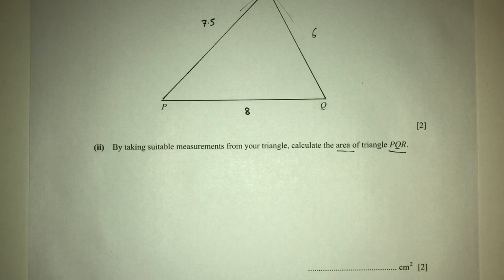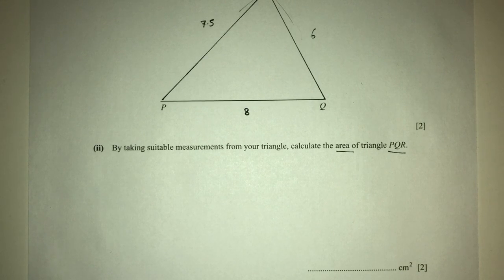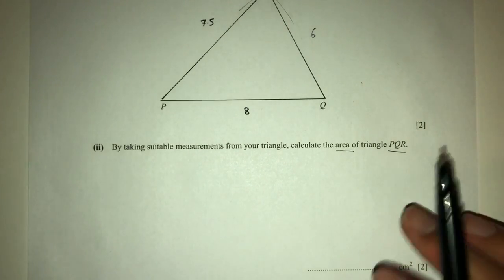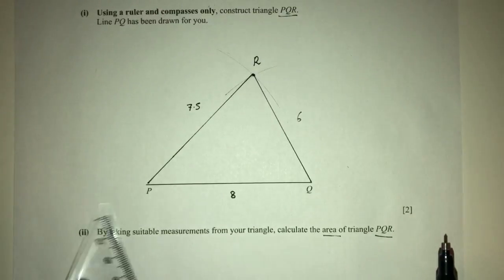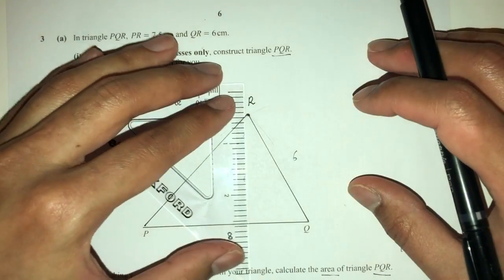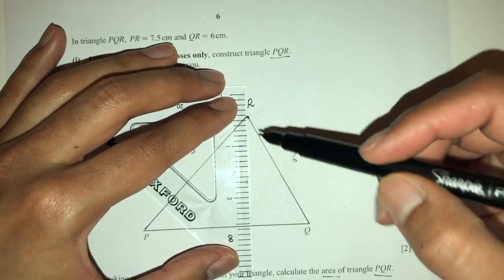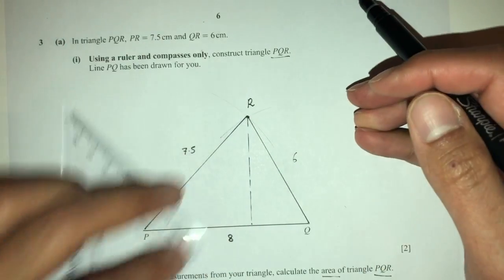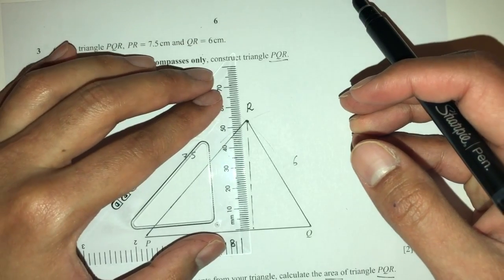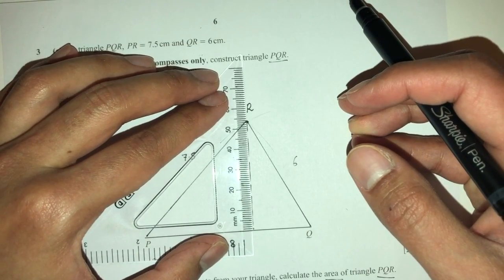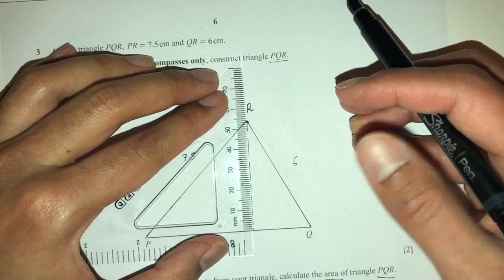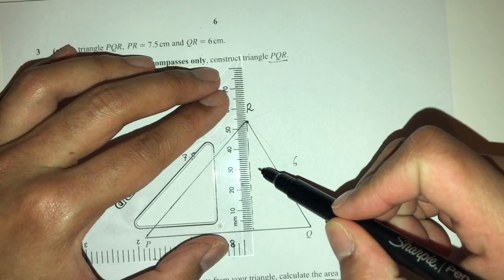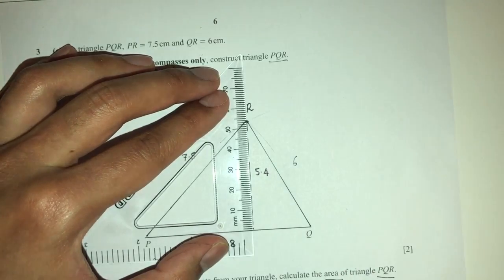Now, there are many ways to find the area. We know a few formulas, but for this one, let me just do this. What I can do here is find the height of the triangle. So, by measurement, what is the height? Let's measure. If you measure, from what I can see, my height shows to be about 5.4 centimeters.